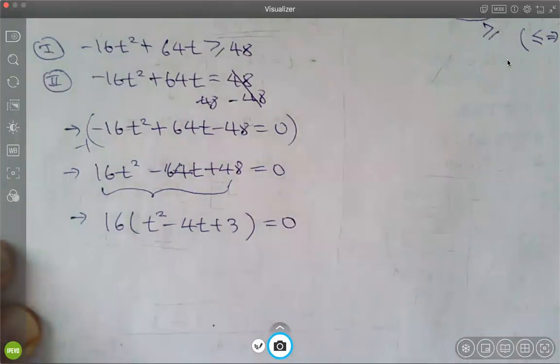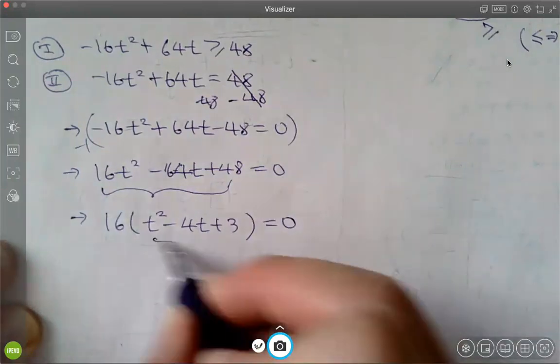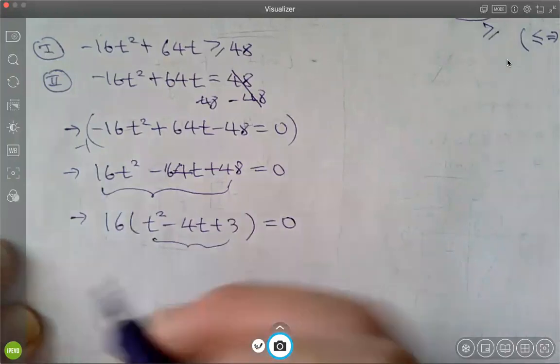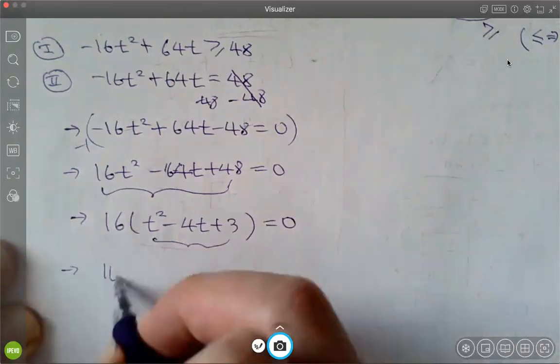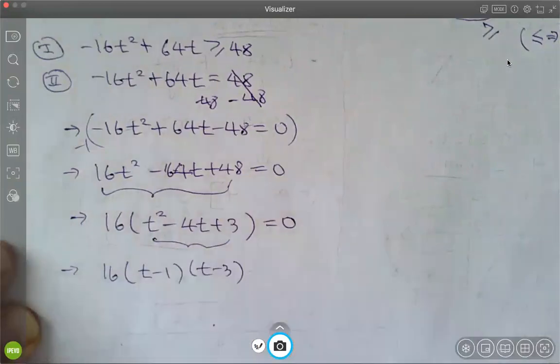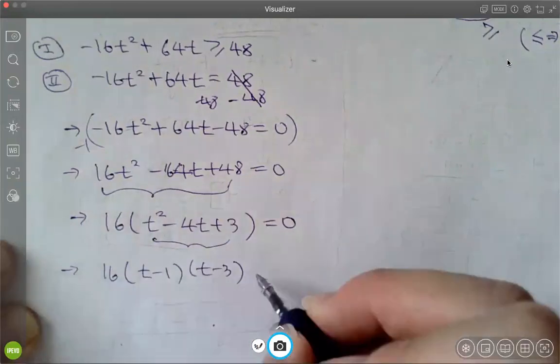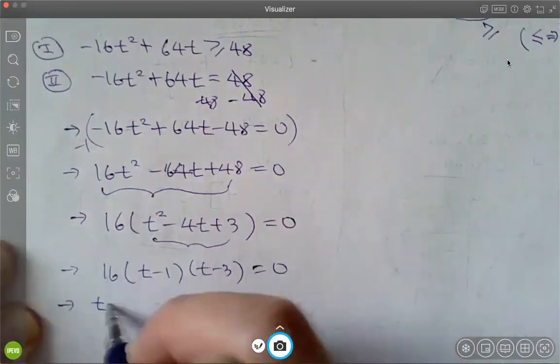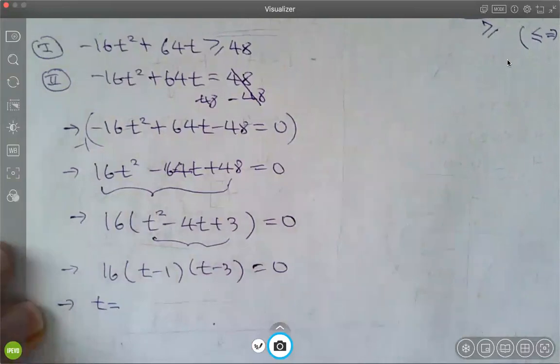And now, can you factor t squared minus 4t plus 3 further? Yes, right? So it's 16 times t minus 1 and t minus 3, and it is equal to 0. So t is equal to what? What are the values of t?